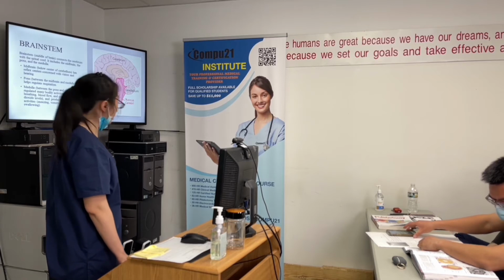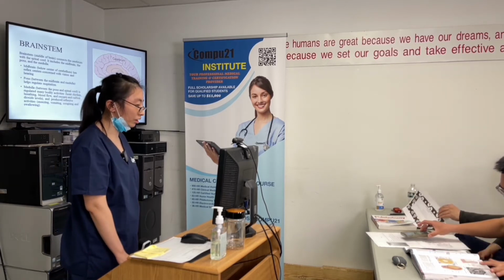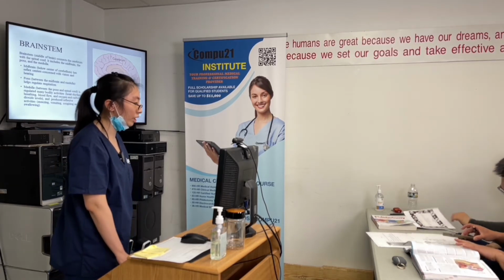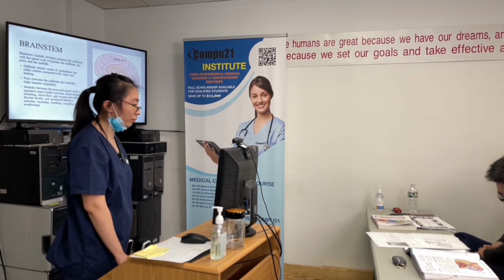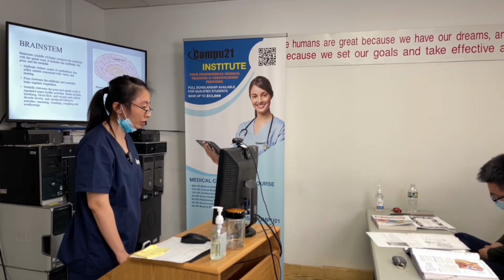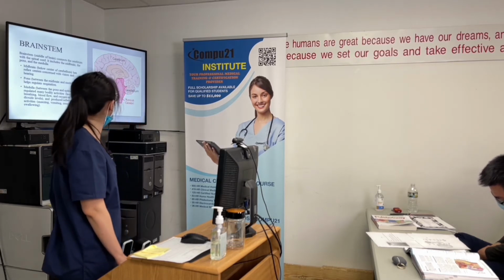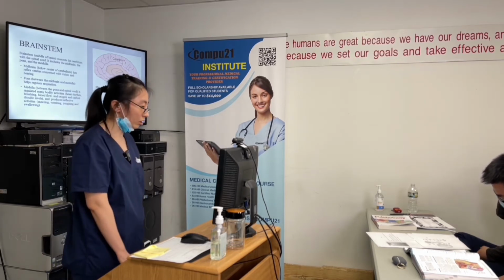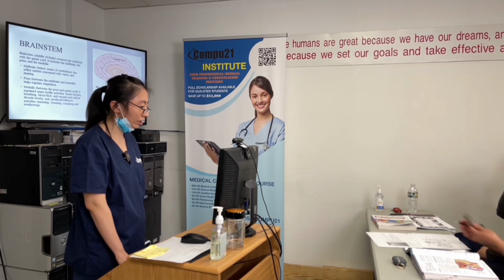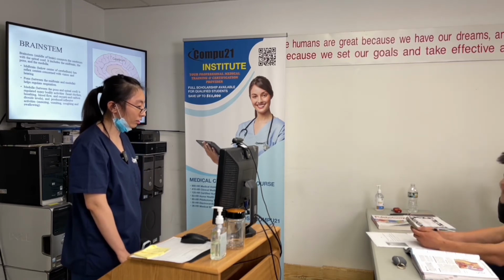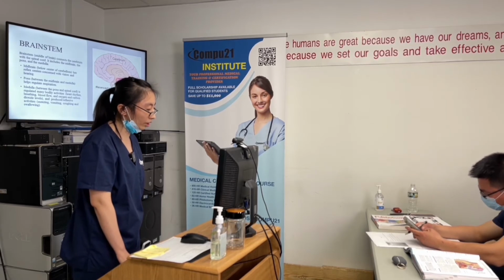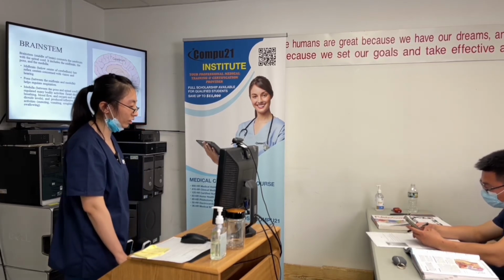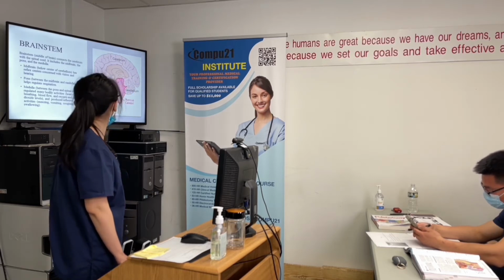The pons is between the midbrain and the medulla. It helps regulate respiration. The last one from the brainstem is the medulla. It's between the pons and the spinal cord. It regulates bodily activities such as heart rate, breathing, blood flow, and other things. And it also produces reflexive activities: sneezing, vomiting, coughing, and swallowing.